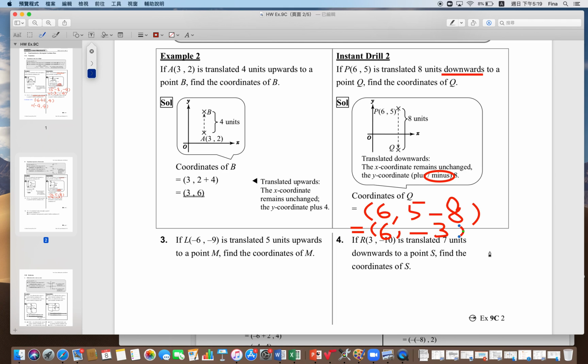So I think this part is easy. Then try to finish this part, and then we will move on to the next part. The next part, the transformation, is about the reflection. Okay, so try this first.